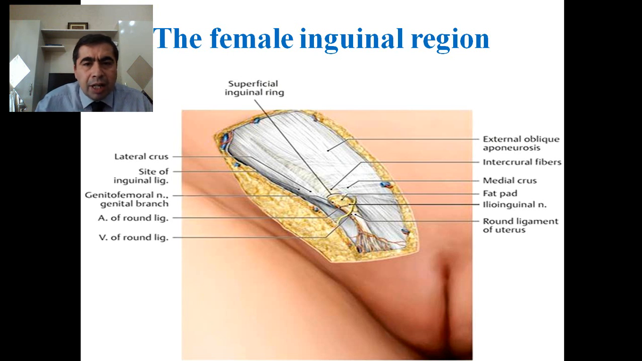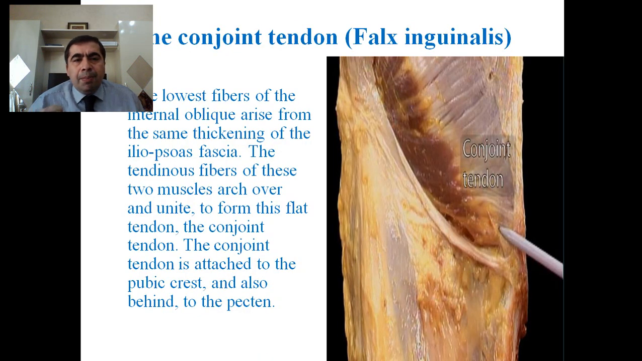In the female inguinal region, you are looking at the superficial inguinal ring, but the inguinal canal is not so large in females, because it contains only a thinner, smaller structure than the spermatic cord. It's the round ligament of the uterus. And an important structure of this region is the conjoint tendon; the term falx inguinalis is also very widely used. The conjoint tendon is located just behind the superficial ring of the inguinal canal.